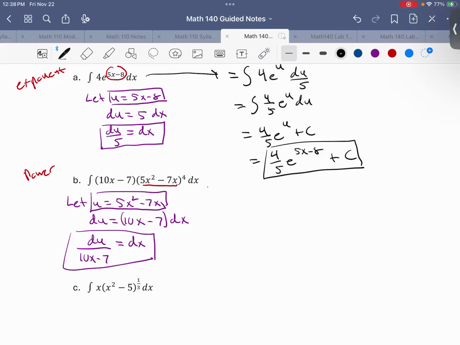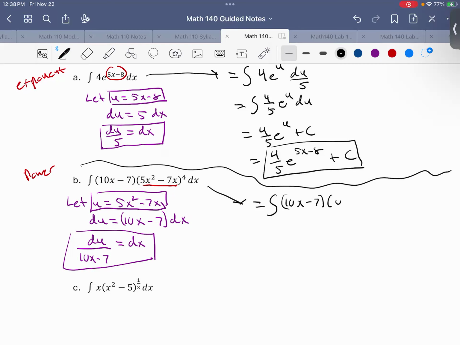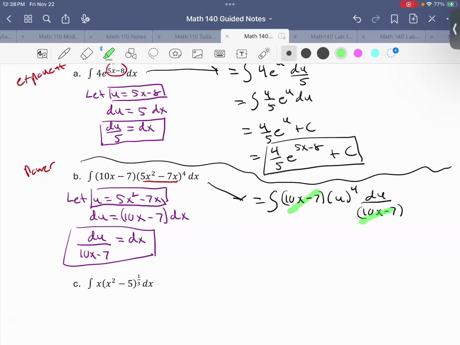So let me clean this up a bit, but what we end up with is the integral of 10x minus 7 times u to the fourth times du over 10x minus 7. And so this works out really well because the 10x minus 7's cancel out. And what I'm left with is the integral of u to the fourth du.